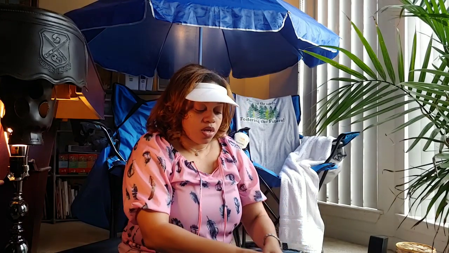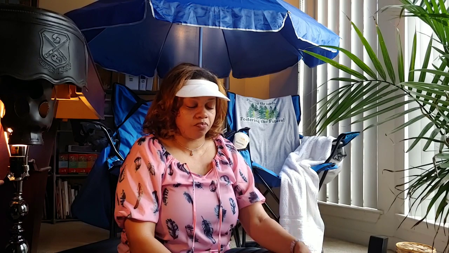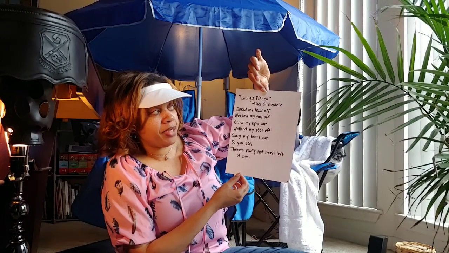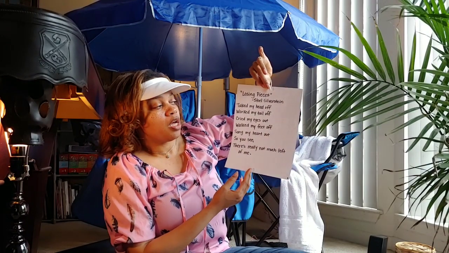Now, I found some poems that'll give you an example of what each of those literary devices really is. The first one is a poem that uses idioms. I'm going to read it in its entirety first, and it's called Losing Pieces, and it's by Silverstein.